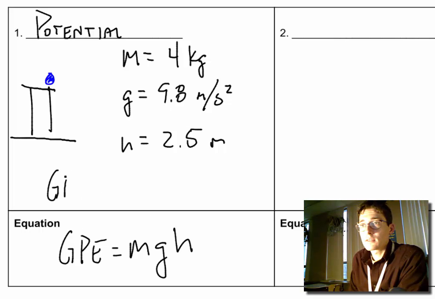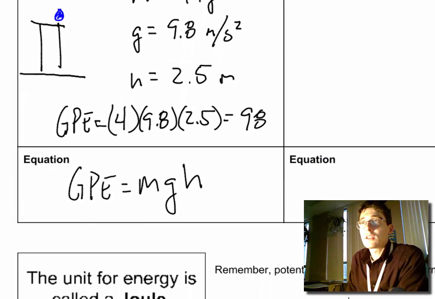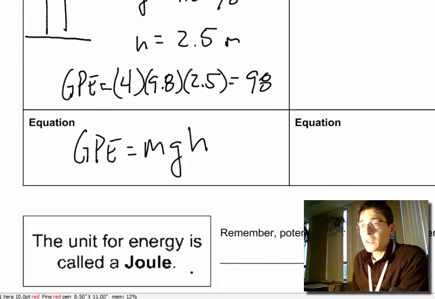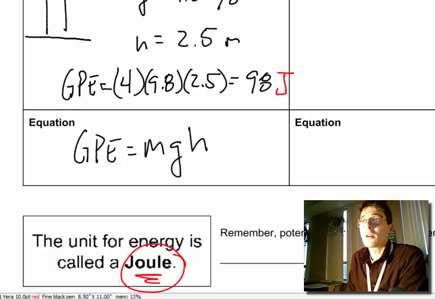So GPE equals 4 times 9.8 times 2.5, and the order doesn't matter, but this works out to 98, and we need a new unit. If you look towards the bottom of your screen, the unit for energy is called a joule. This is a new unit, so this is 98 joules, with a J. That's the gravitational potential energy of that ball.